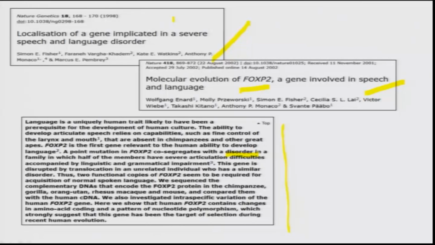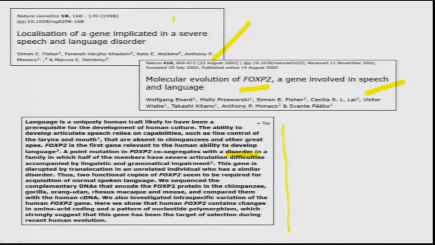So, in more than one family, the same gene defect resulted in a phenotype, which is that you are unable to speak. So, functional copies of FOXP2 seem to be required, that is, you have to have 2 copies, required for acquisition of normal spoken language. It is very important. So, what they have done is they have sequenced the complementary DNA that codes for the FOXP2 protein in chimpanzee, gorilla, orangutan and other monkeys and apes, which do not have the ability like us to articulate, okay, and compared it with the human cDNA to see what happens.